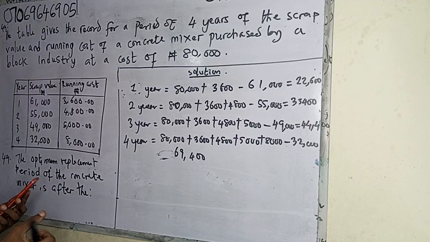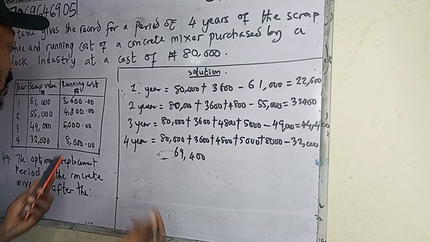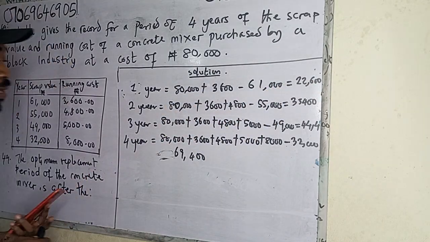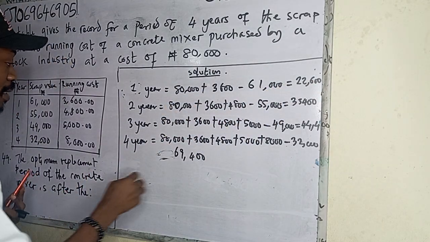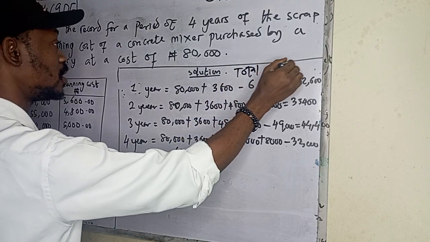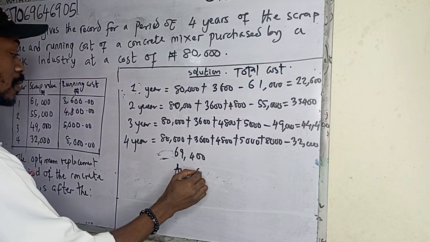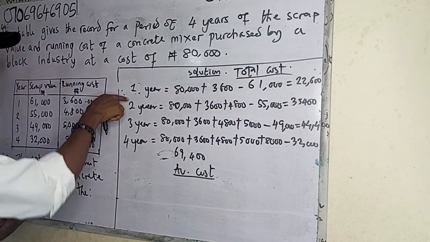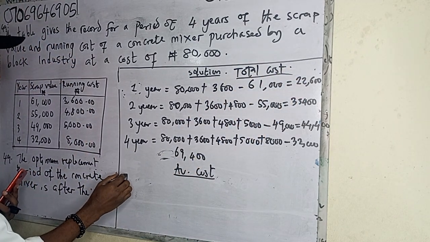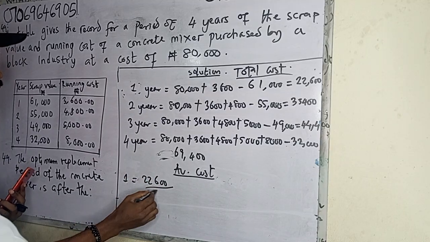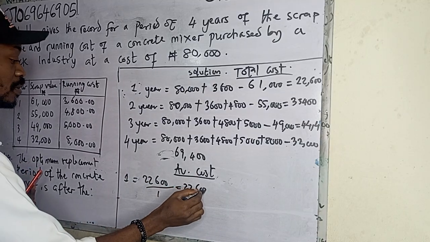Now, you need to know the average cost per year. The average cost per year is just the total cost divided by the year. So this is the total cost for each year. Then we go to average cost, which is the total cost divided by the year. The average cost for the first year is 22,600 divided by 1, which is 22,600.